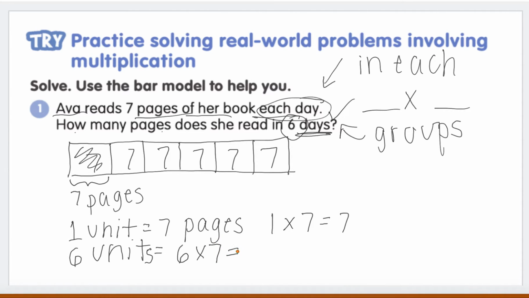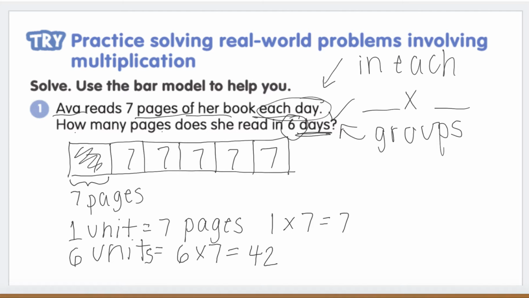I can use a variety of strategies to multiply 6 times 7, or maybe it's one of those facts that you've memorized so far. You can use any of the white space to use skip counting, repeated addition, make a different model. But she has read 42 pages in all.